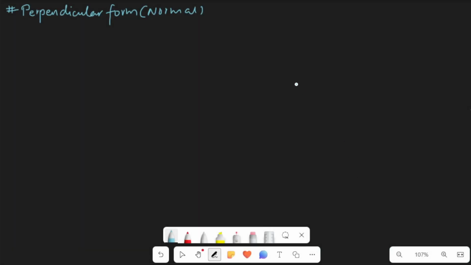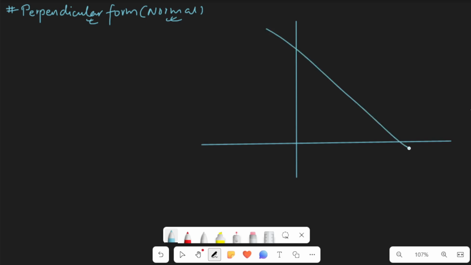In this section, we are going to talk about perpendicular form, which is also known as normal form. The main idea here is to represent the equation of a line in terms of the perpendicular. Now, where is that perpendicular? We draw it from the origin to that line. So we represent the equation of this line in terms of this perpendicular.